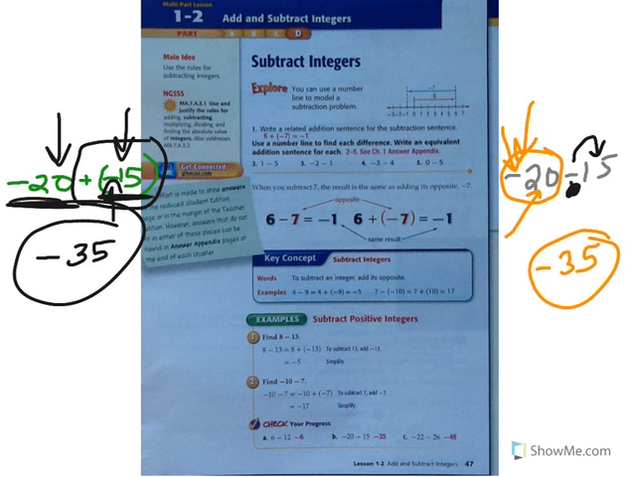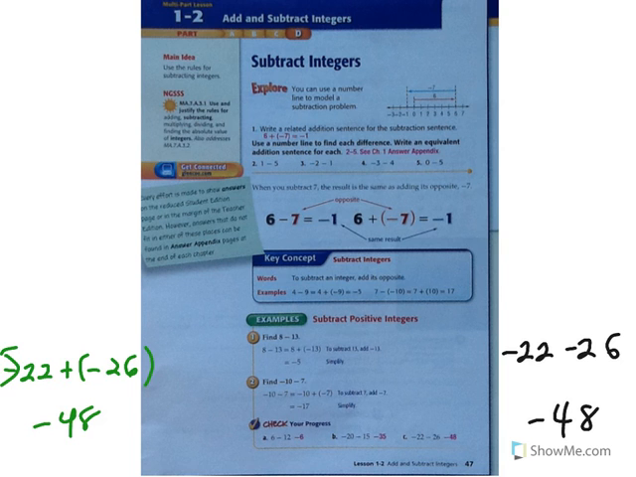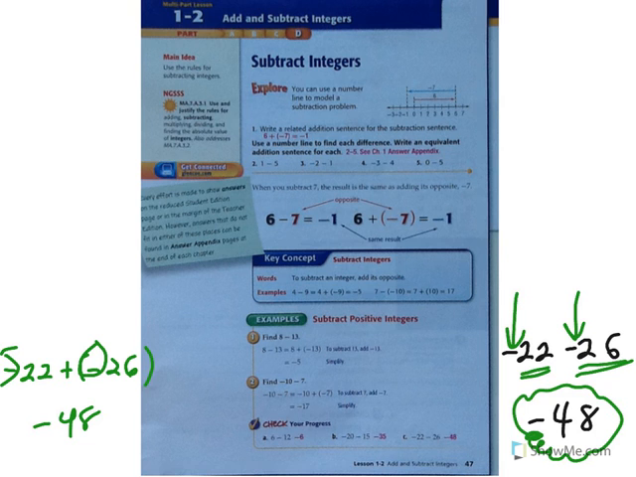And then letter C, negative 22 and negative 26. Once again, that's going to be a bigger negative, negative 48. You want to rewrite it? No problem. Negative 22 plus negative 26. Subtraction is the same as addition of a negative. So negative 48. Same sign, add, and keep. This sign belongs to this number. This sign belongs to this number. So really, our answer is going to be negative 48.